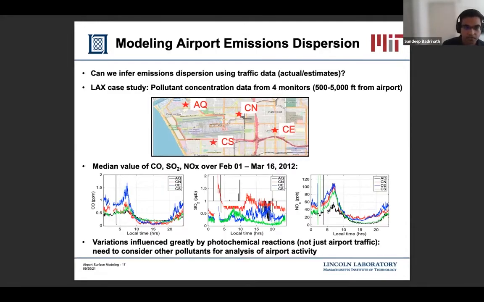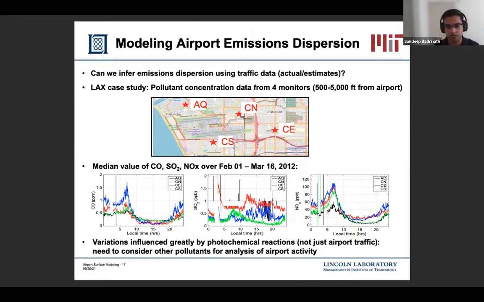So the question is, can we infer dispersion of emissions using traffic data and other parameters in the vicinity of the airport? To do this analysis, we looked at operational data from LAX. We have an interesting data source from LAX. We have 4 monitoring stations close to the airport. They're located about 500 to 5,000 feet away from airport walls. And we have pollutant concentration data.